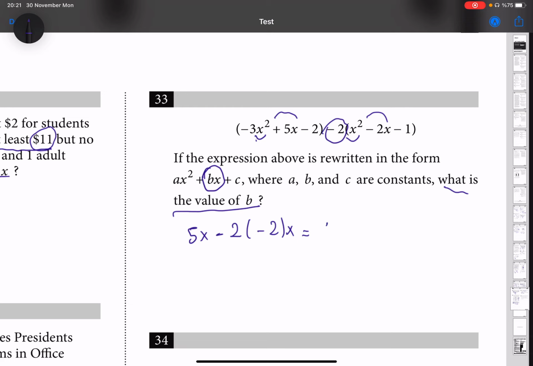So 9x is the first power term in this polynomial, and so the coefficient is 9 in this case, and the answer is 9 too. B equals 9.